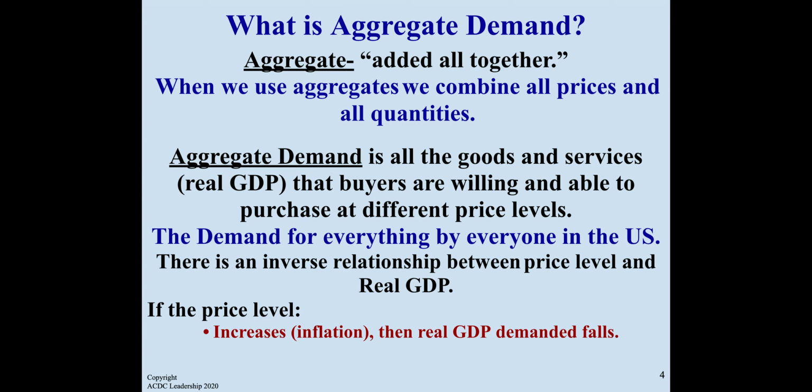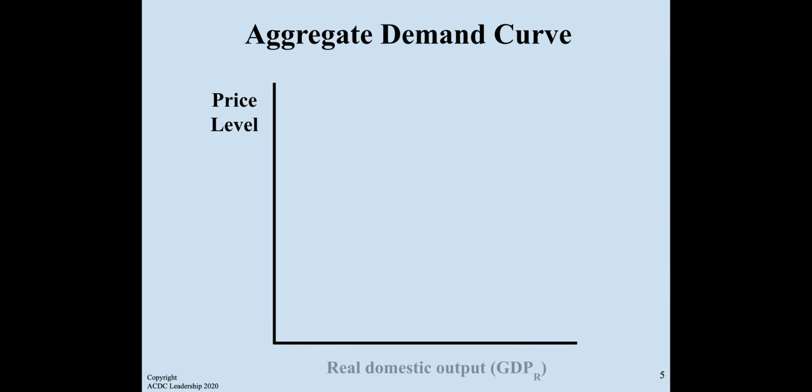Important to know, there's an inverse relationship between the price level and real GDP. If the price level goes up, inflation, then real GDP demanded falls. If the price level decreases, we have deflation, and the real GDP demanded increases.